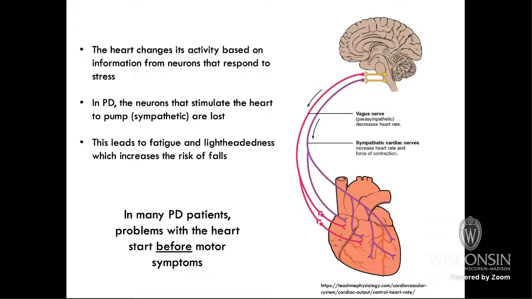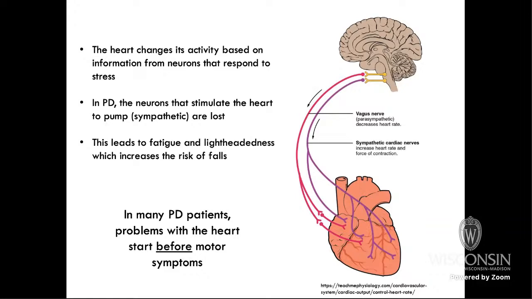So again, this happens if someone comes up behind you and scares you, and all of a sudden you can feel your heart rate increase. You can feel your blood pressure go up. If you're just going from sitting to standing and you have to fight against the effects of gravity on your blood, you then need your cardiovascular system to work a little bit harder. And that's controlled all by this sympathetic innervation. However, in Parkinson's disease, the neurons that stimulate the heart to pump, these sympathetic fibers, are lost.